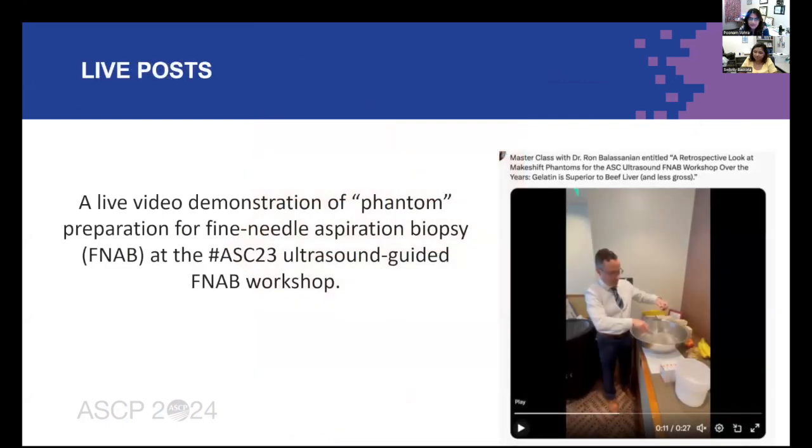For example, this is a live video demonstration of use of phantom preparation for fine needle aspiration guided FNA at ASC in 2023 at the ASC meeting. And this is the ultrasound guided workshop. Basically, Dr. Ron Balasanian is showing how to make phantoms. And this was presented in the social media so that everybody around the world can access it and learn from it. So very instant communication and engagement among the users.